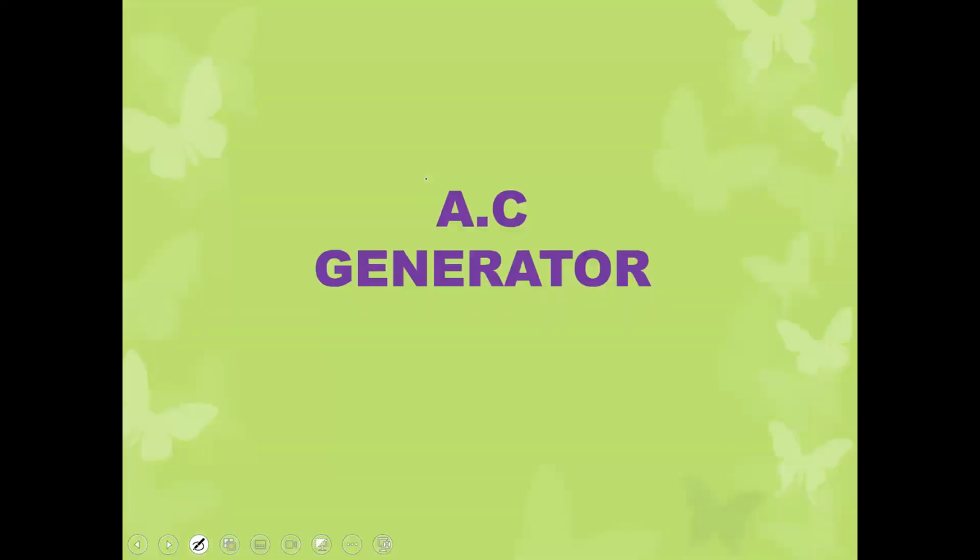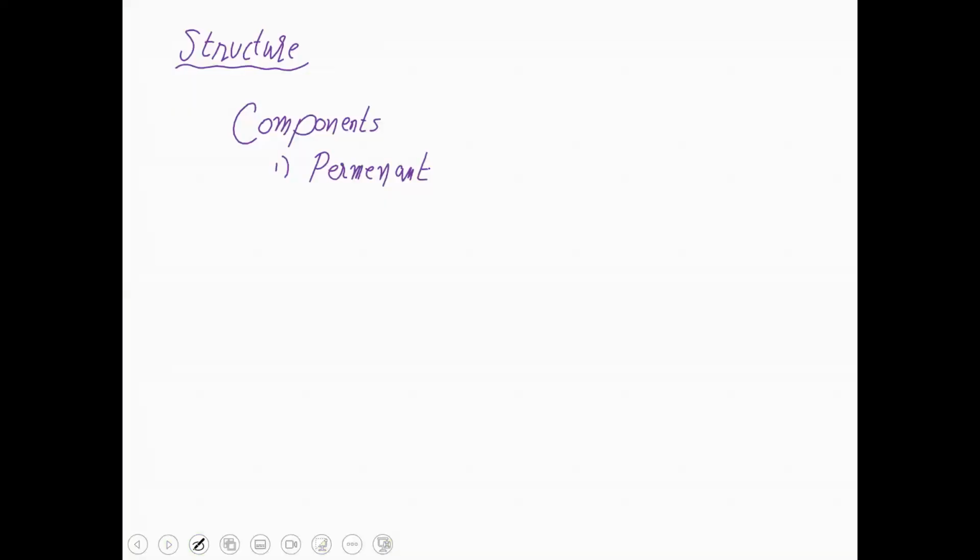You had a heading. I think you had given a heading, AC generator. Let's check this heading position. The heading should be there. Should I write this under the heading of AC generator? Give a side heading after AC generator. This is the heading. And give a side heading structure.